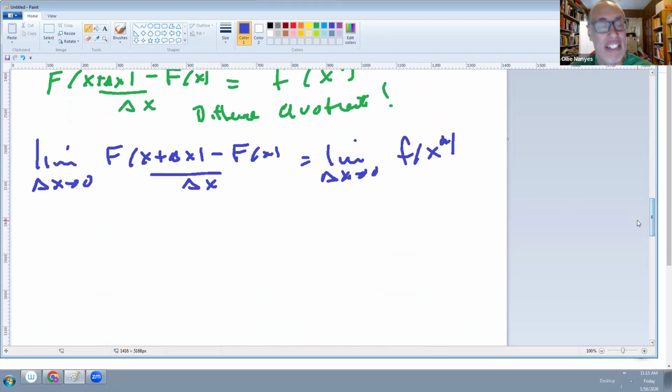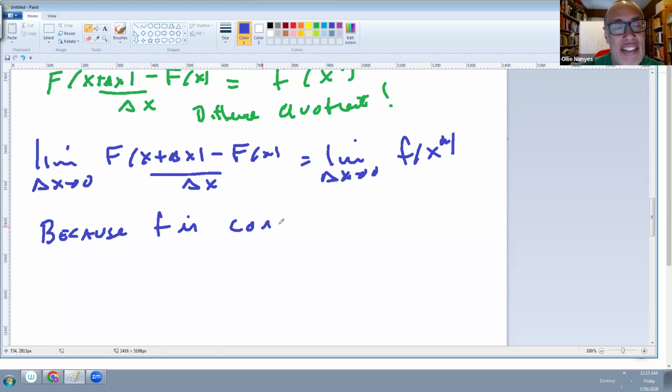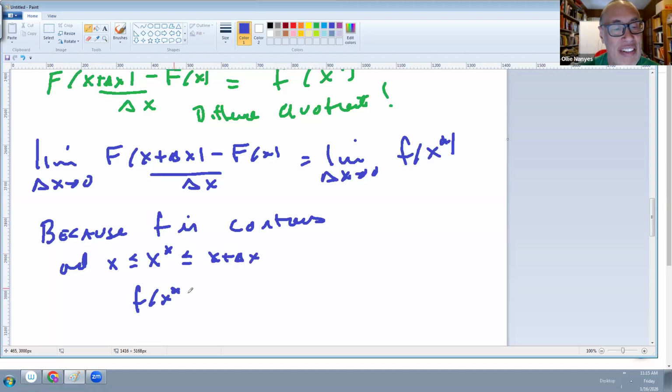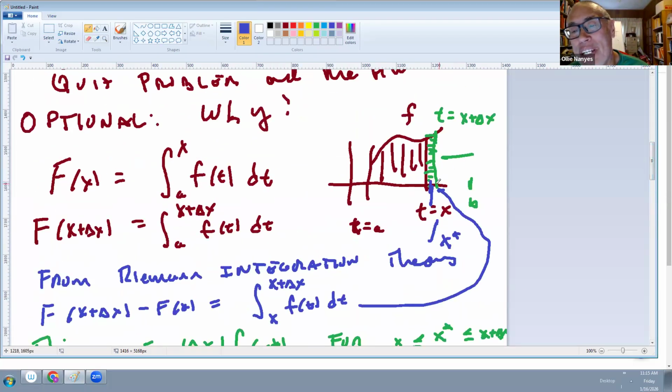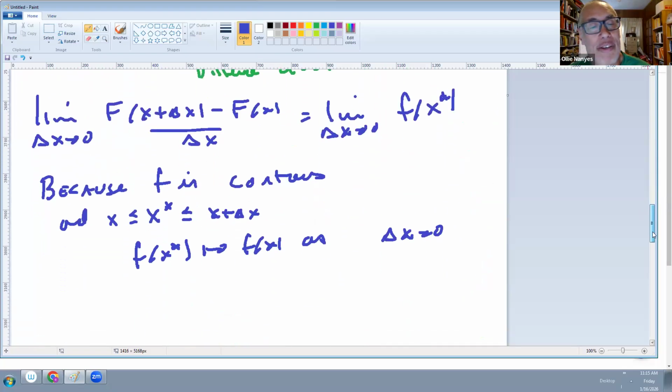Now, because f is continuous and x star is between x and x plus delta x, we know that f of x star limits to f of x as delta x goes to 0. Because remember, we're squeezing this interval here really, really tight. And this goes to this. And by continuity, we get the value of f.